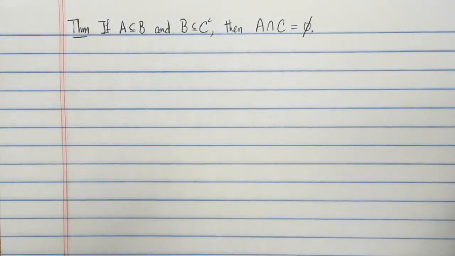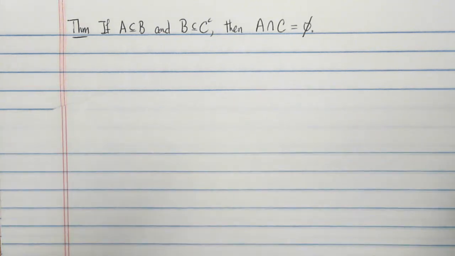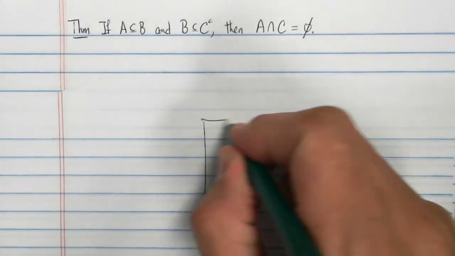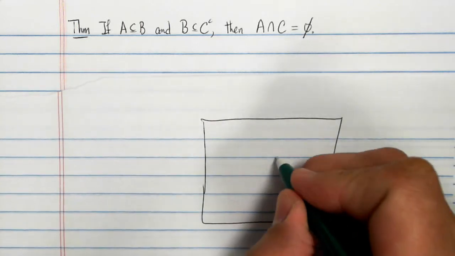Let's take a look at this theorem. If A is a subset of B and B is a subset of C complement, then A intersects C is the empty set. Before we prove this, let me just draw a quick cartoon to see that this actually makes sense. So here's the universal set.